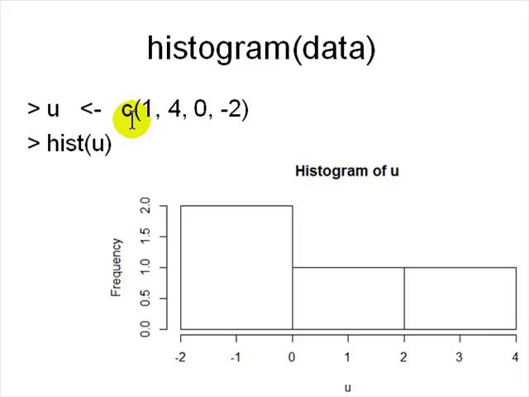Now the common thing used is a histogram. The histogram of u shows you how many values are between each range.